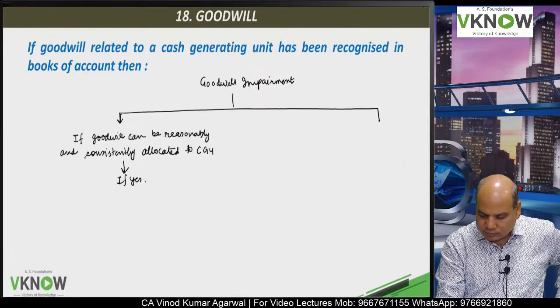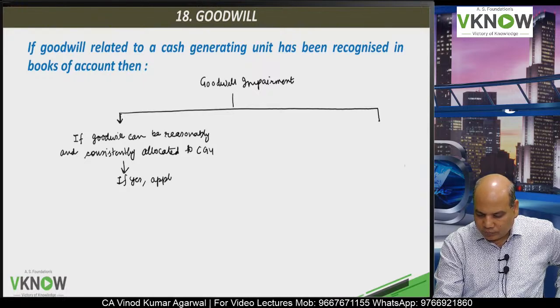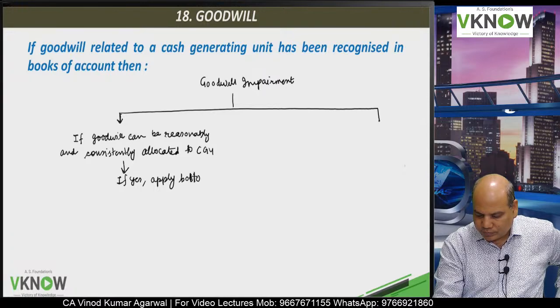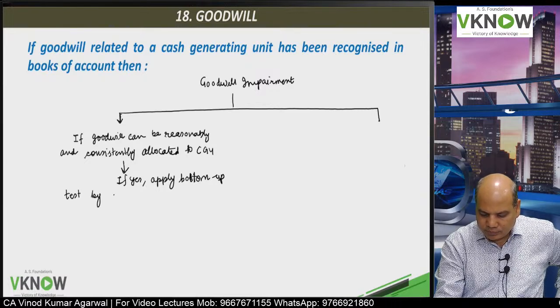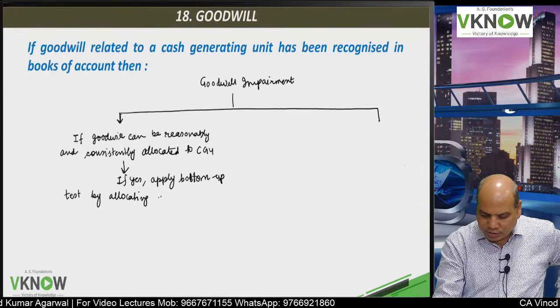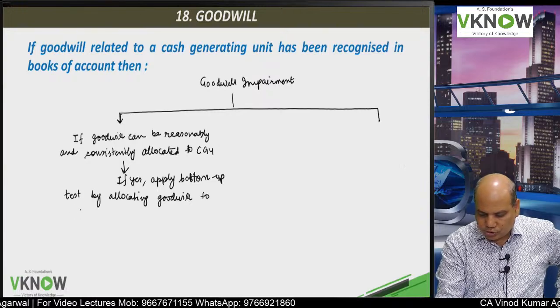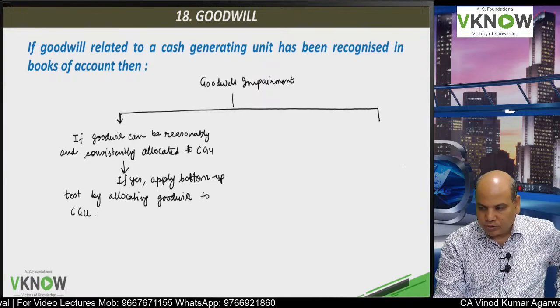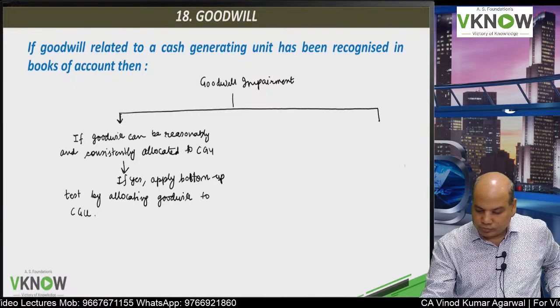If yes, apply bottom-up test by allocating goodwill to CGUs.